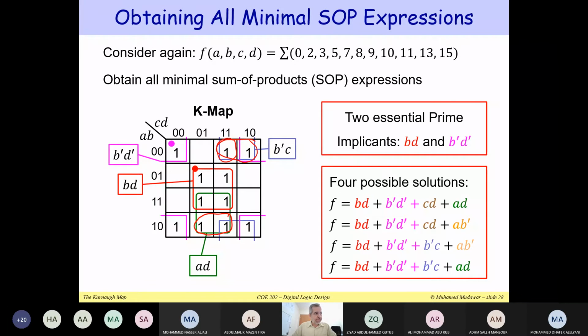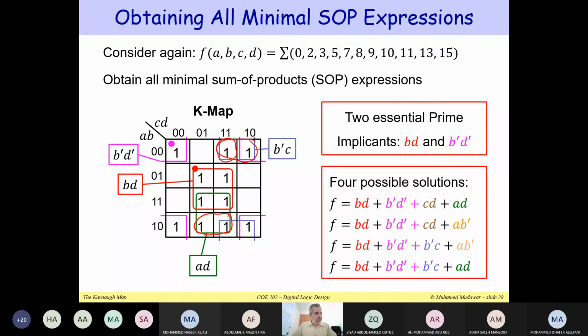Yes, Muhammad. If we add one only, you'll get 4 literals in it. Yes, if we add one minterm, the term will have 4 literals. And if you add 2, you will have 3. Exactly. So if you combine 2 squares, you will get 3 literals. By combining 4, you can simplify it to only 2 literals.